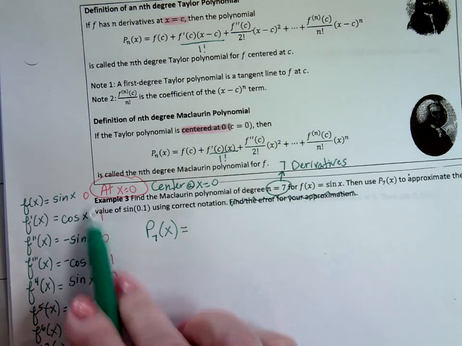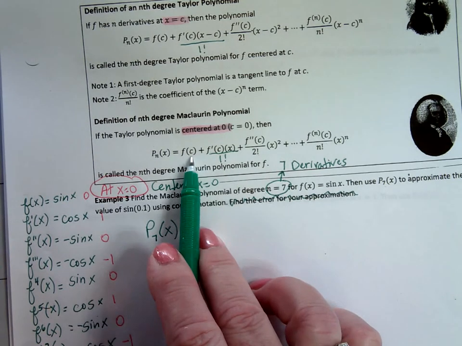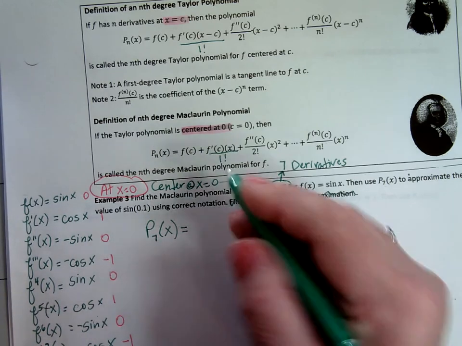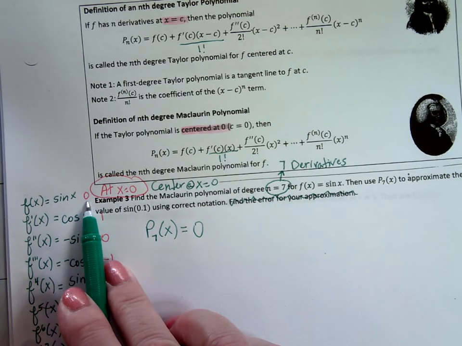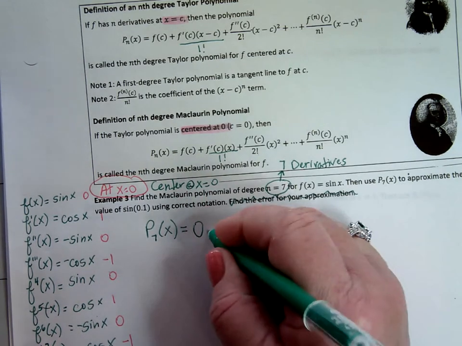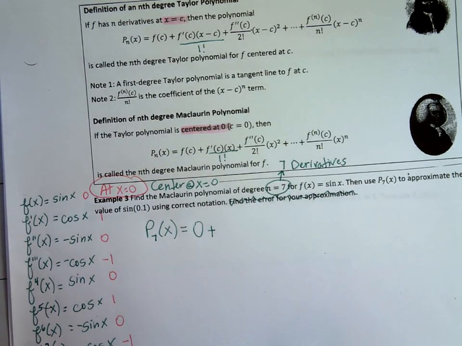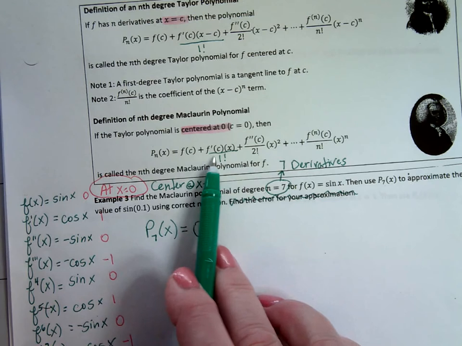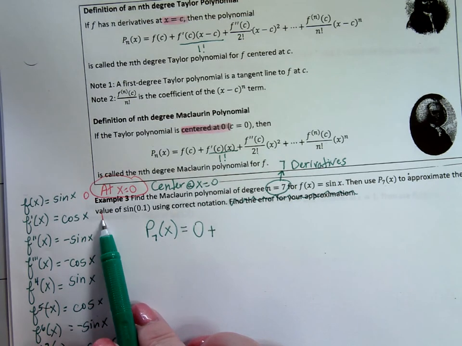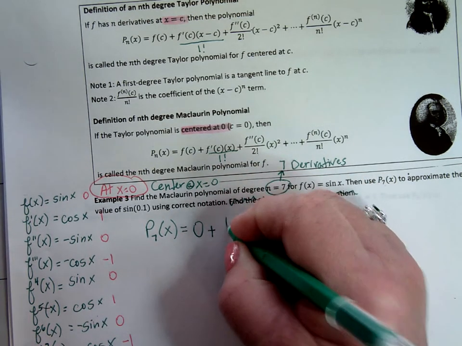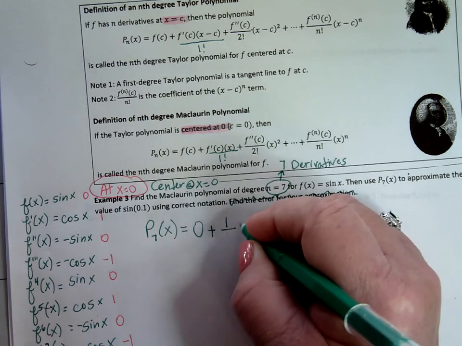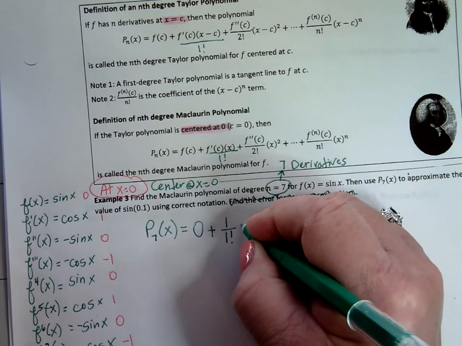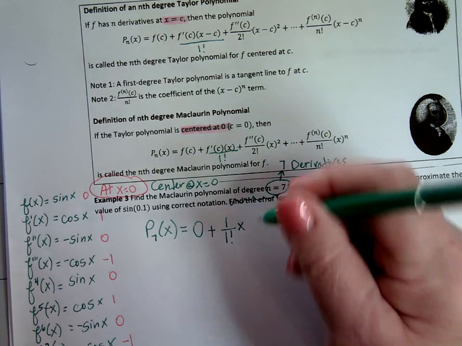So the first term comes first, right? What's that y value? What is it equivalent to? And we say 0. That's this number right here. And then I have a plus, and then I have a 1. F prime of c is 1. So I have a 1 times 1 over 1 factorial x to the first power.